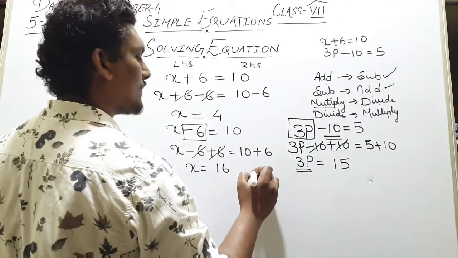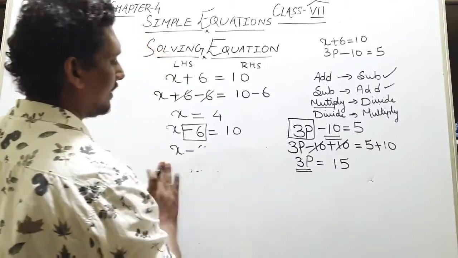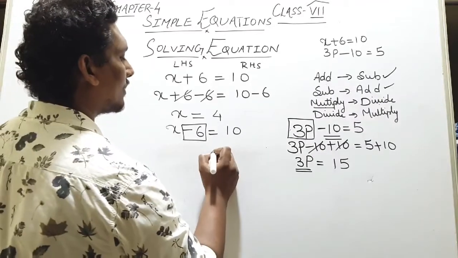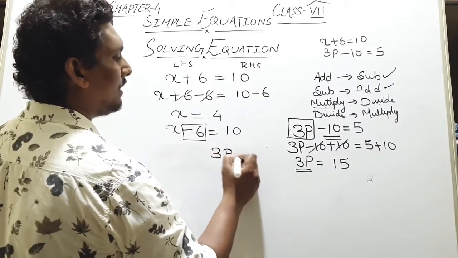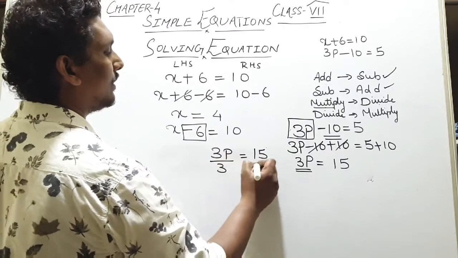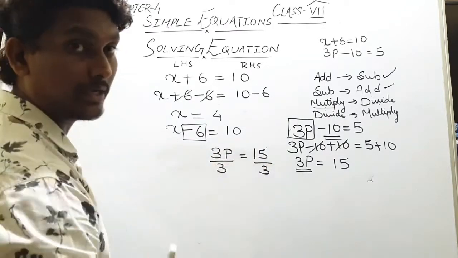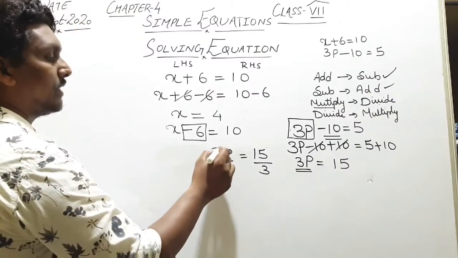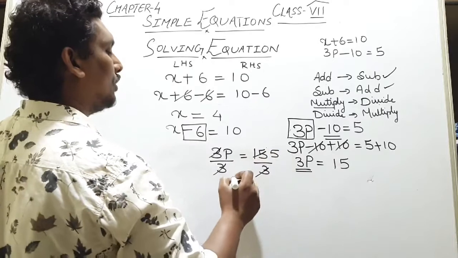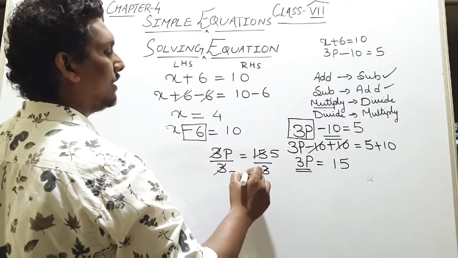How? I'm writing here: 3p is equal to 15, right? We are going to divide by 3 on both sides, okay? So this 3 gets cancelled, and 15 divided by 3 is 5. So the value of p is equal to 5.